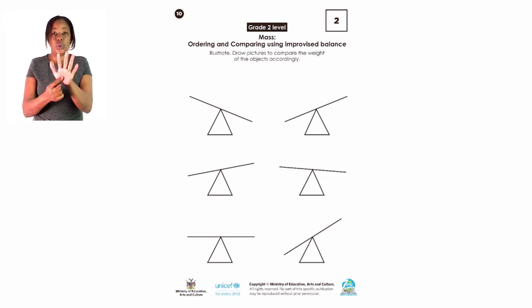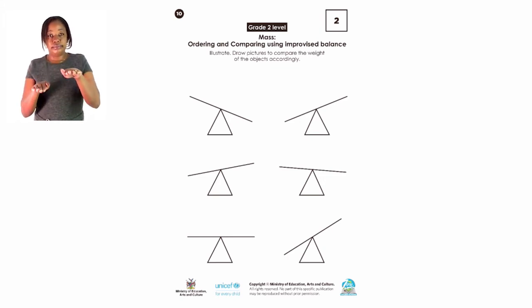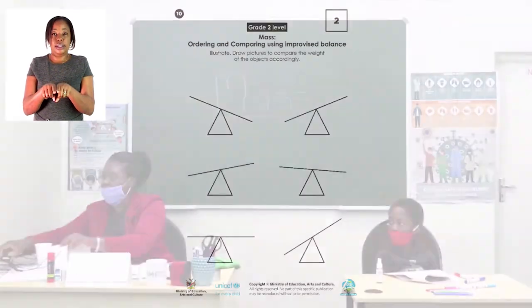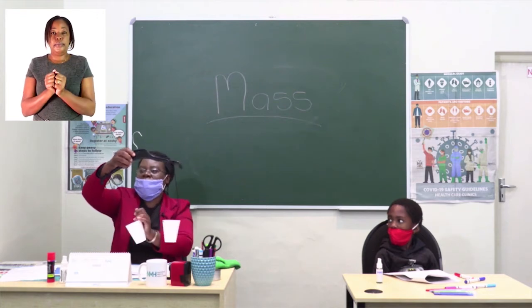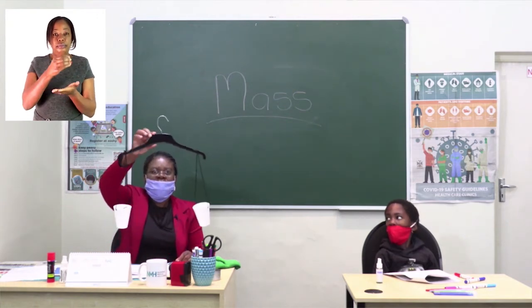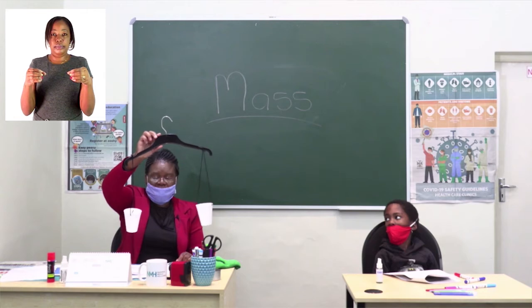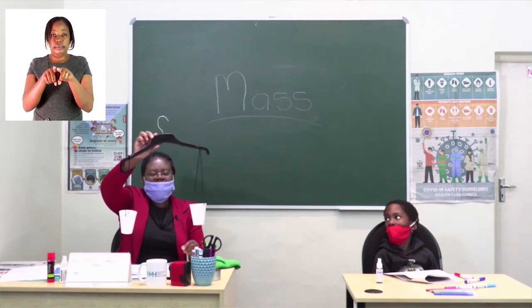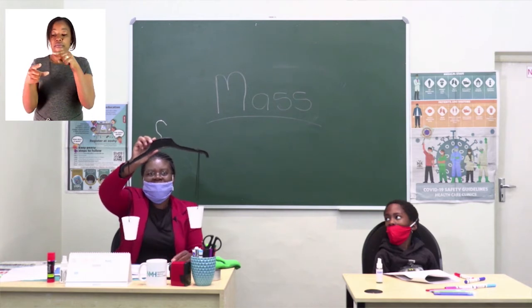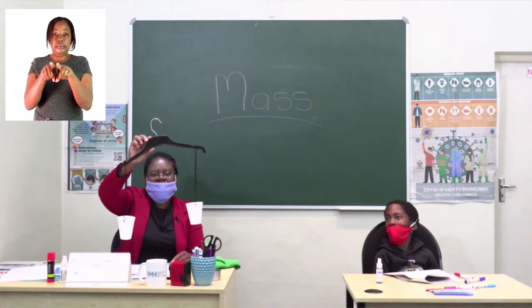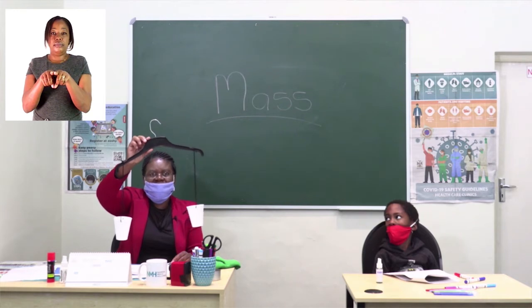to balance the scale. Now, if the objects are the same, for example, if I use this hanger, let me just show you. If I use this hanger, do you see the cups? They are all straight. Meaning what? Meaning this side and that side are the same. They weigh the same. Their heaviness is the same.